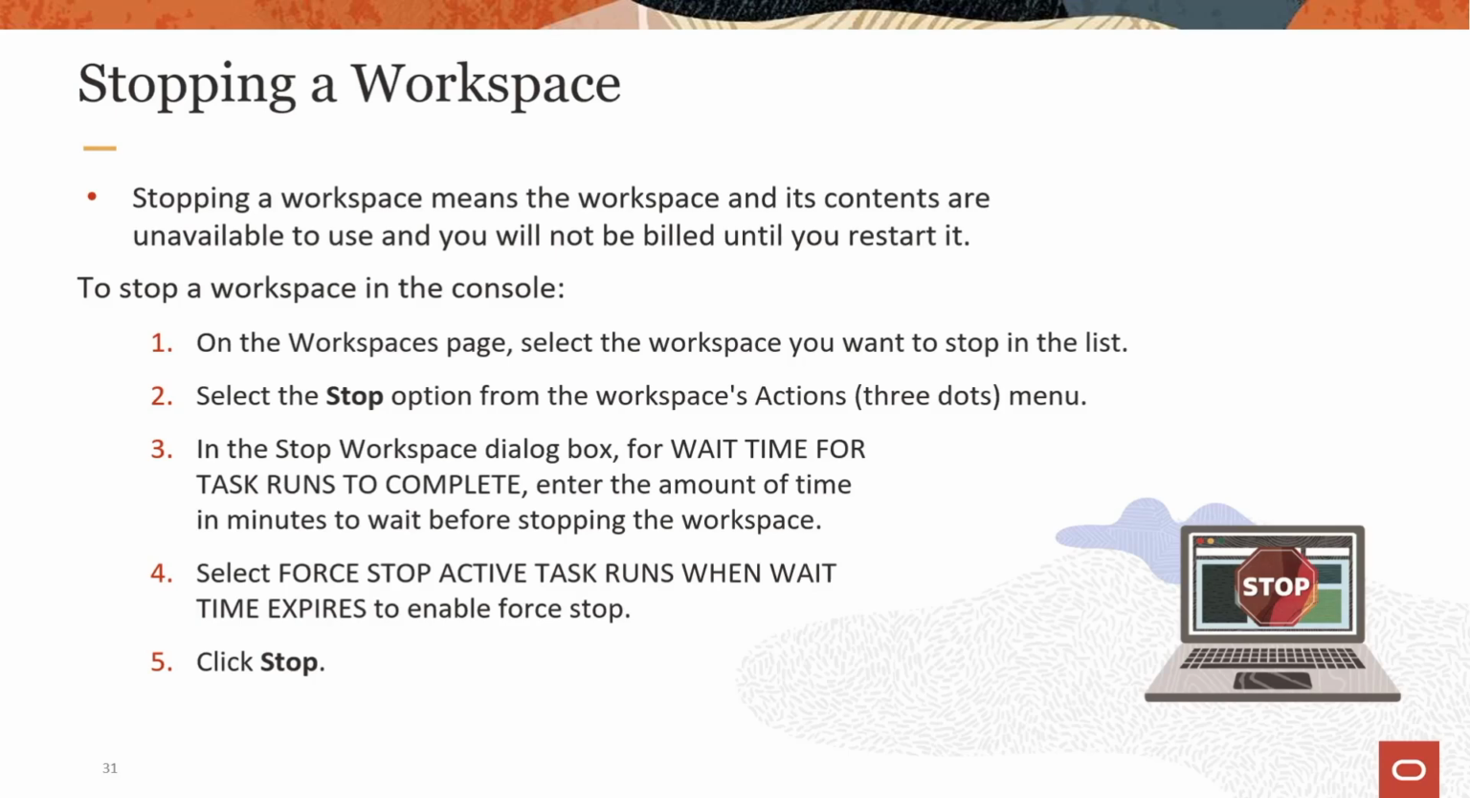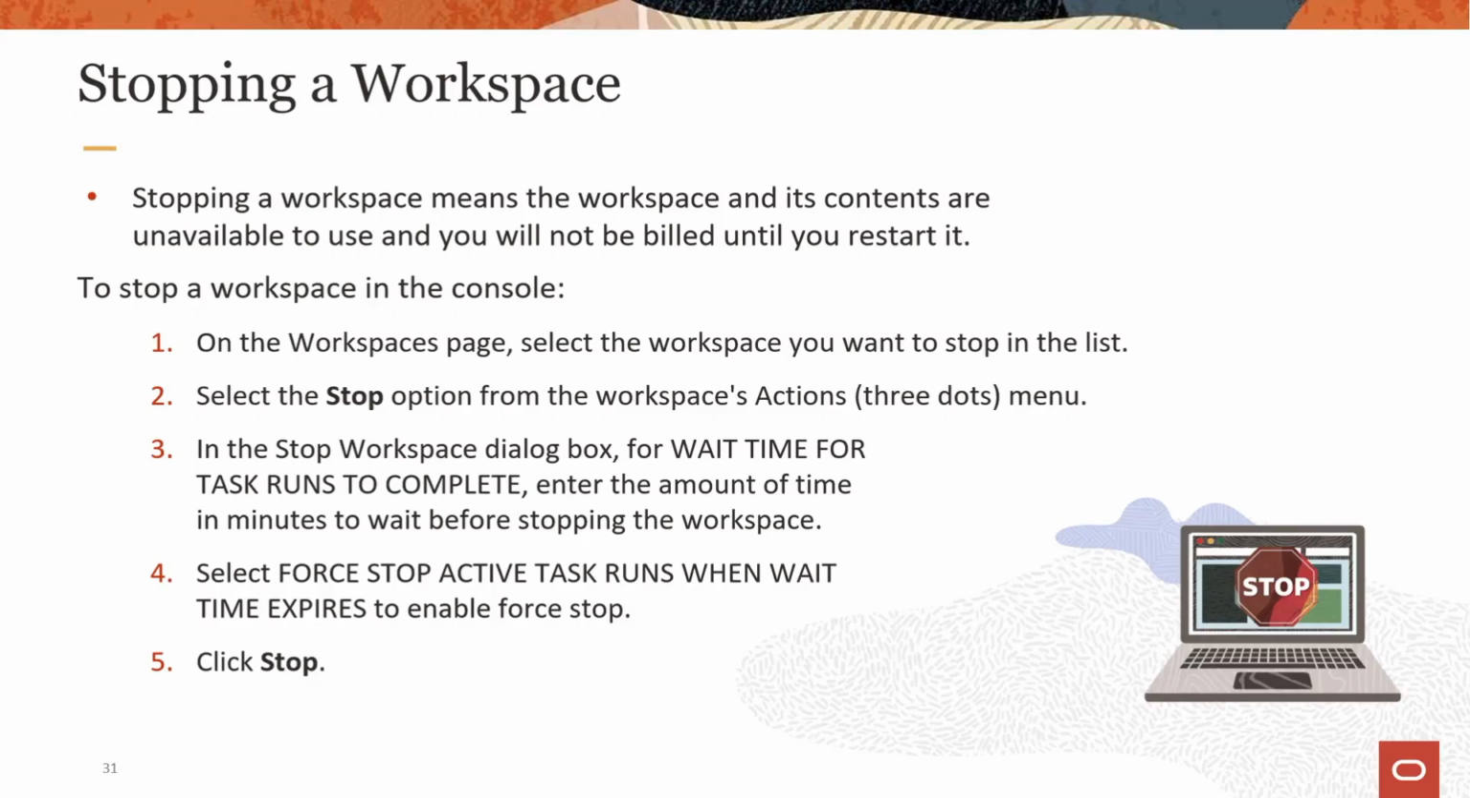If you wish to stop a workspace in the console, on the Workspaces page, select the workspace you want to stop in the list. Select the Stop option from the Workspace Action menu. In the Stop Workspace dialog box, for wait time for task runs to complete, enter the amount of time in minutes to wait before stopping the workspace. Then select Force Stop Active Task Runs when wait time expires to enable Force Stop.